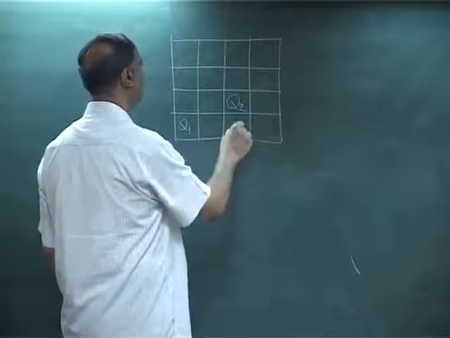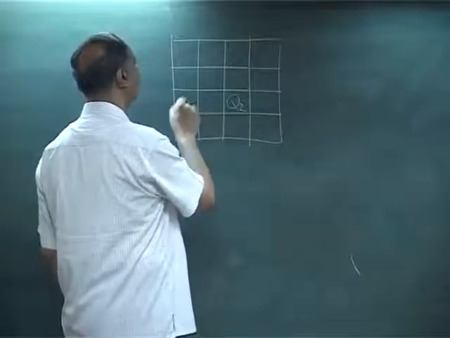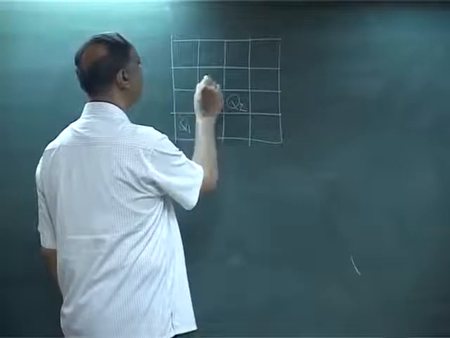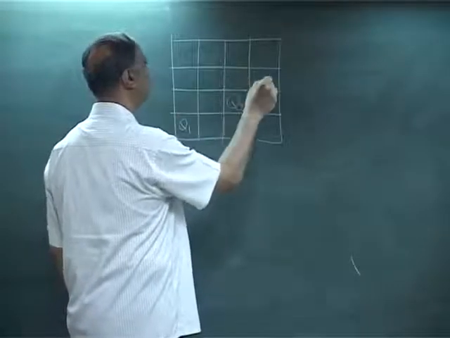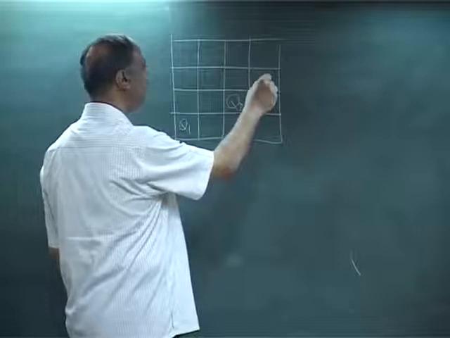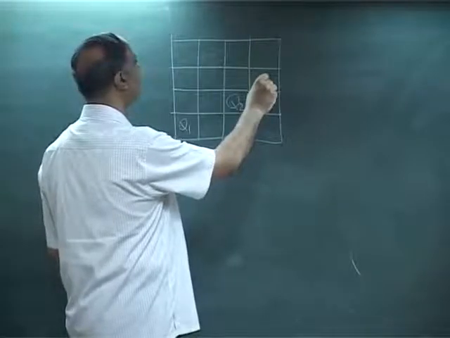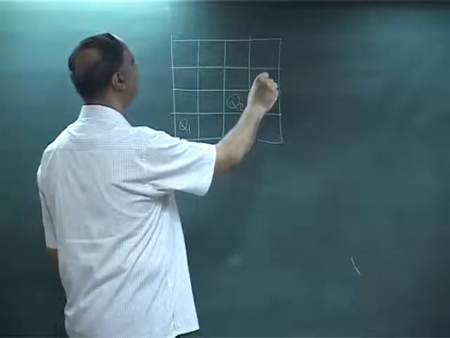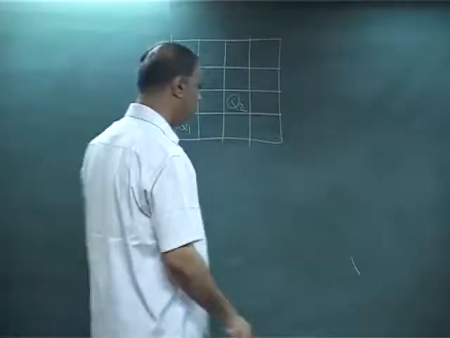Okay, I cannot put it here, here, here, or here. Once I cannot put it here for Q2, Q3, and so on, what shall I do?